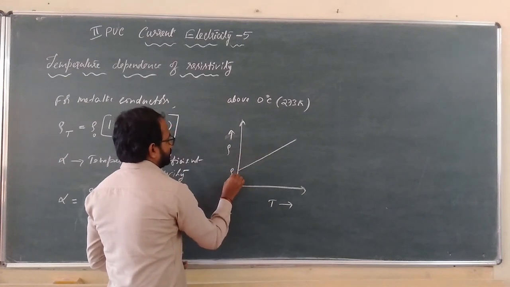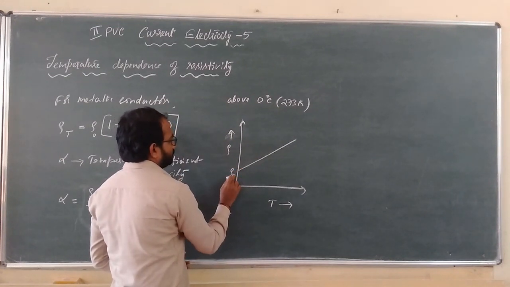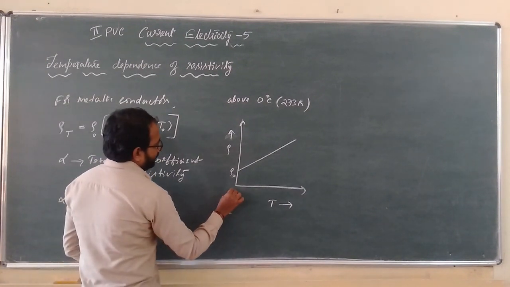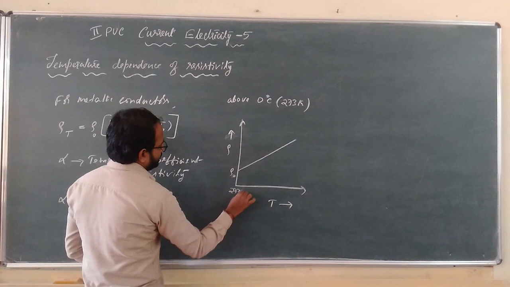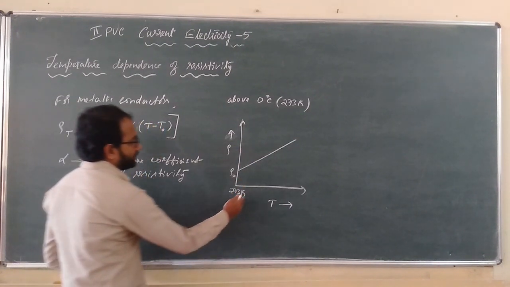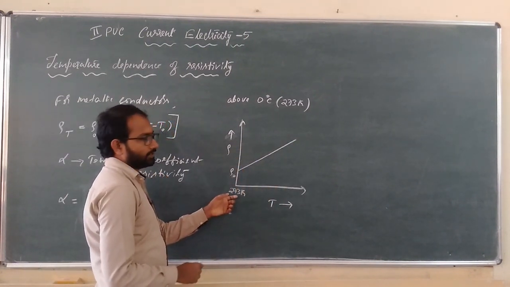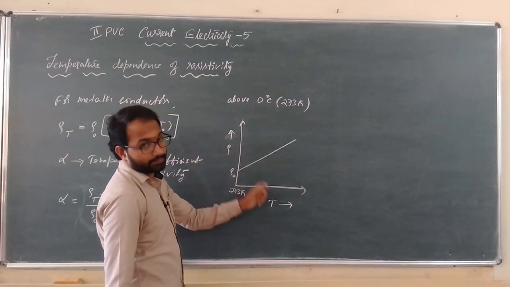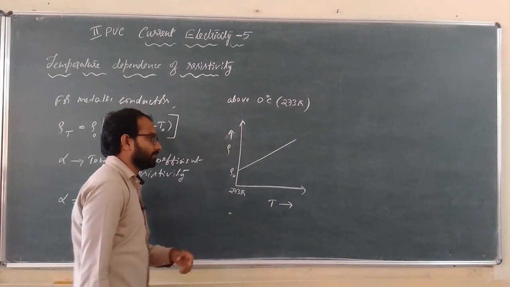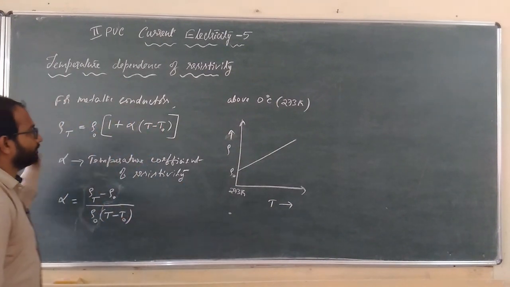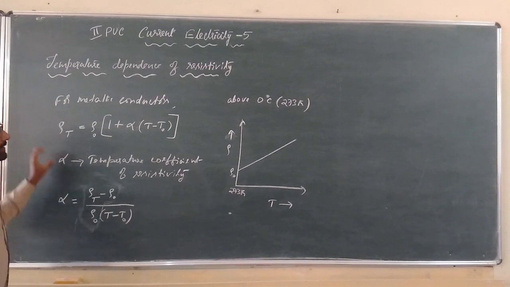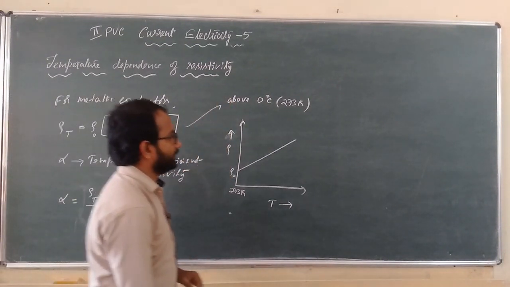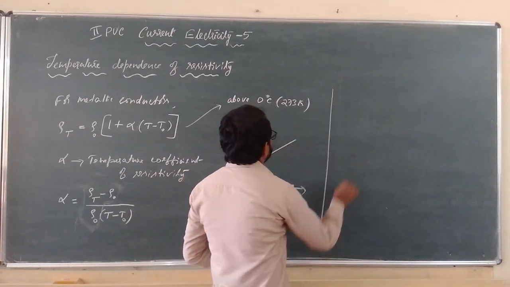So this is rho naught, the resistivity of the conductor at 273 Kelvin, 0 degrees Celsius. As the temperature is increased above 0 degrees Celsius or 273 Kelvin, rho increases proportionately. Rho is proportional to T above 273 Kelvin. So this expression is valid only if the temperature is above 273 Kelvin.